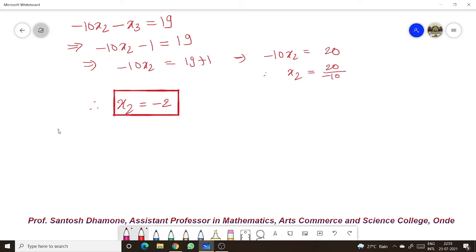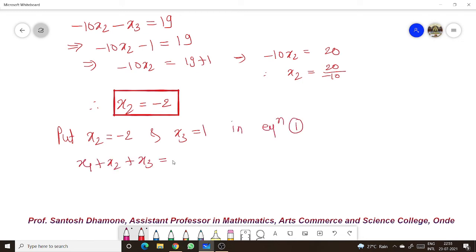Put x2 is equal to minus 2 and x3 is equal to 1 in equation 1. What is equation 1? x1 plus x2 plus x3 is equal to 2. Therefore x1 minus 2 plus 1 is equal to 2. x1 minus 1 is equal to 2. x1 is equal to 3.